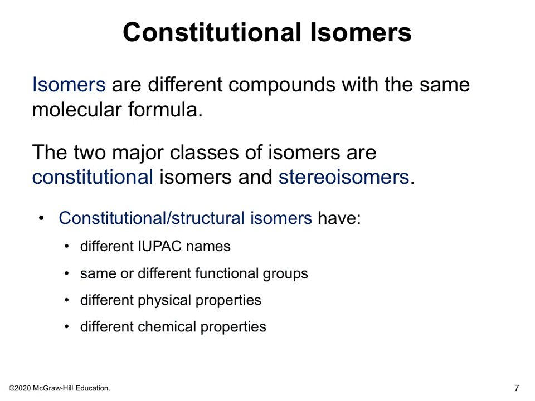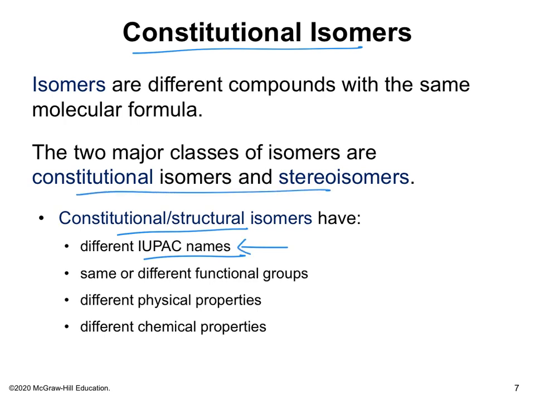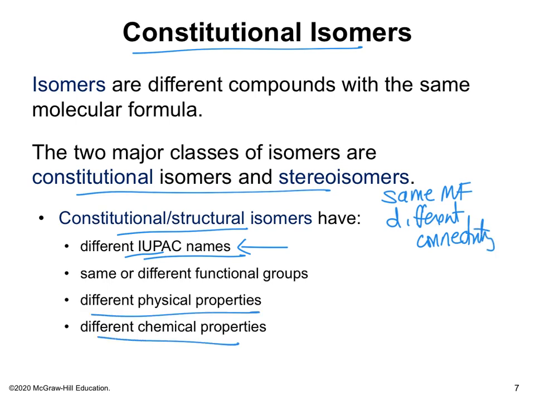Okay, constitutional isomers. We've talked about constitutional isomers. They have the same molecular formula, but they have a different connectivity. And that makes them different compounds. So they're going to have different physical properties, different chemical properties.